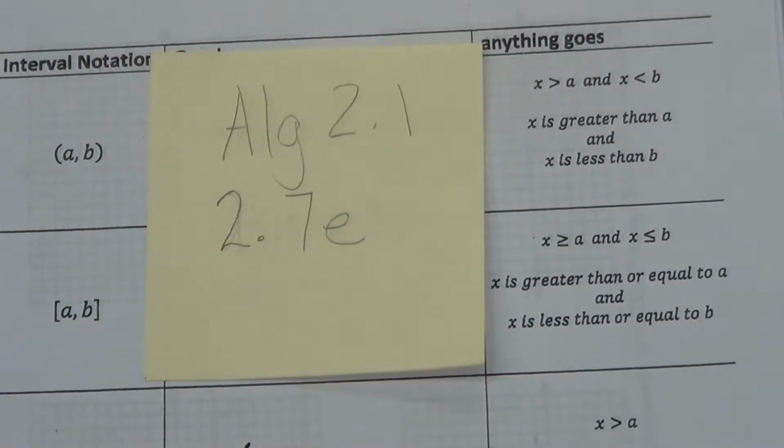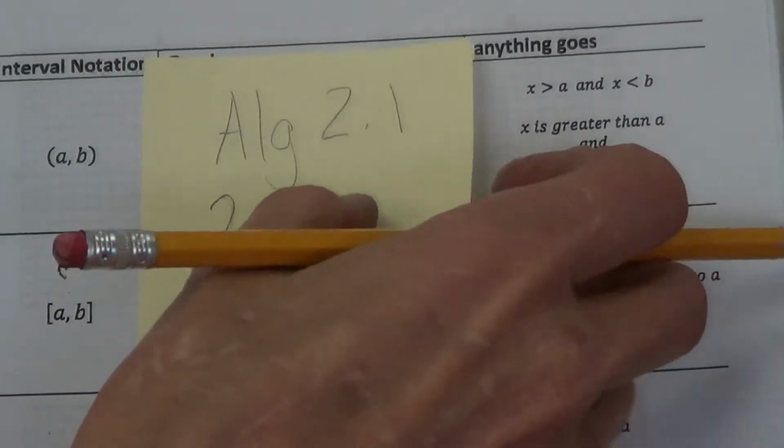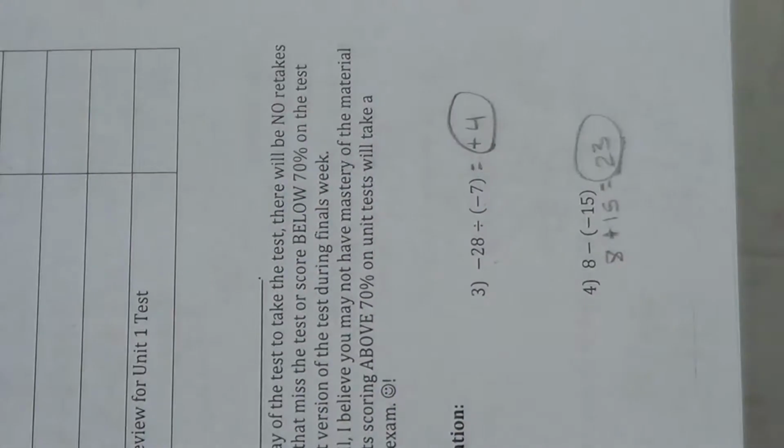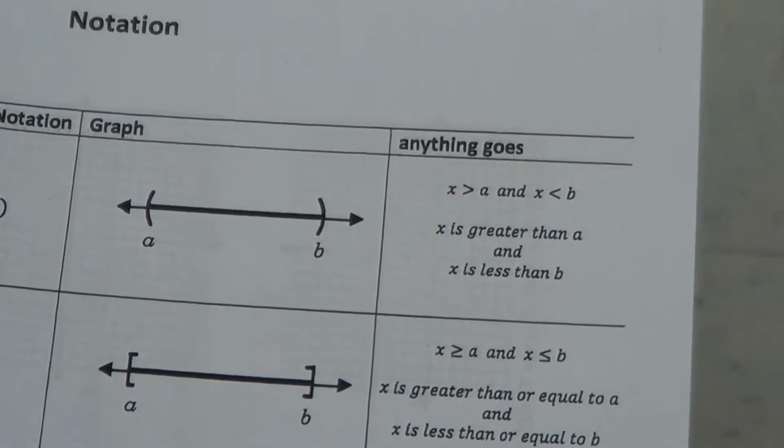Okay, this is Algebra 2.1, Section 2.7e. This is really about notations. We've worked on these quite a bit in class, but I just wanted to review them just a little bit with you in case you haven't been in class. So I'm going to grab a sheet of just regular paper and explain them.